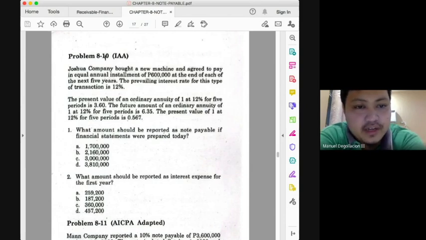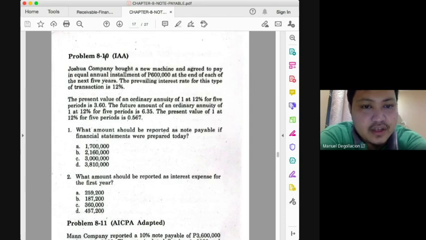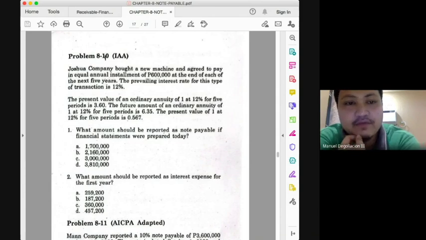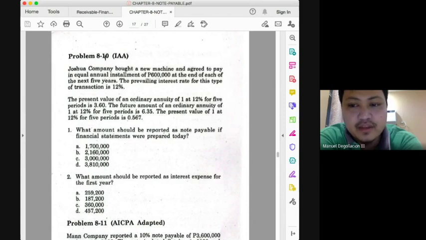Let's start with the 0.567. You use this 0.567 in order to get the present value of one cash flow that is expected to be received 5 years from now.